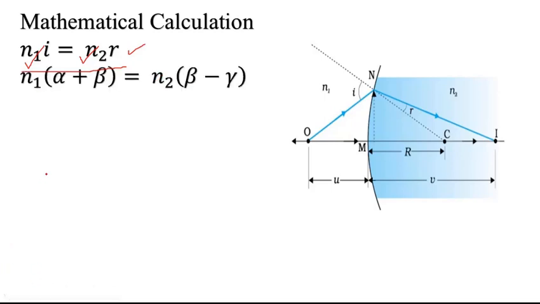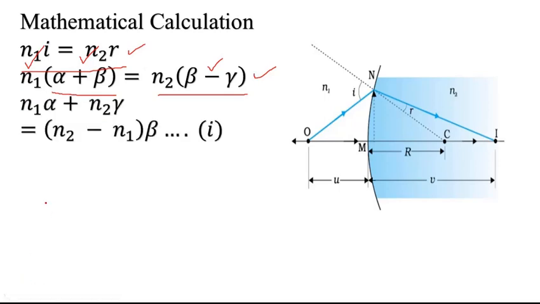Let's see. So here we put the value of I in N1, and the value of I is alpha plus beta, and we put here the value of R. So I have written here N2 times beta minus gamma. Hope that there is no problem to understand at this step. Let's see the next step. After the proper calculation, we get here N1 into alpha plus N2 into gamma equals N2 minus N1 into beta. Suppose this is equation number 1.